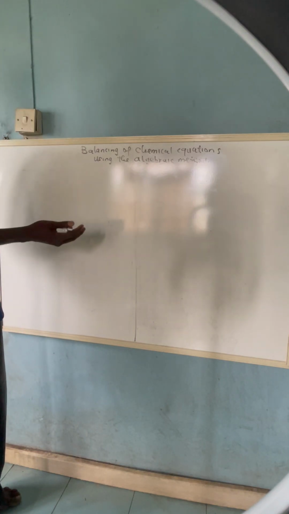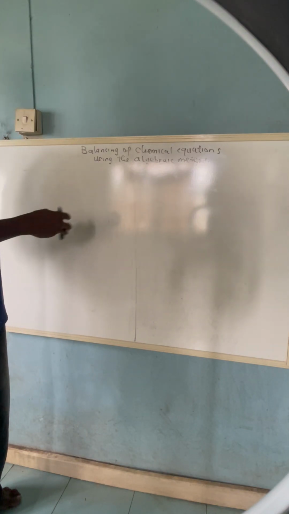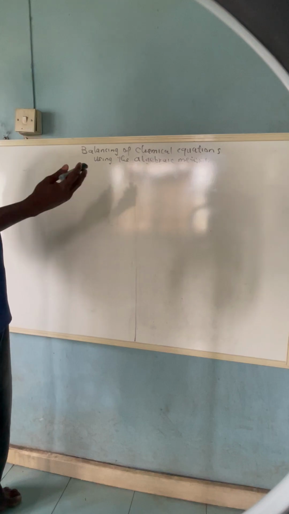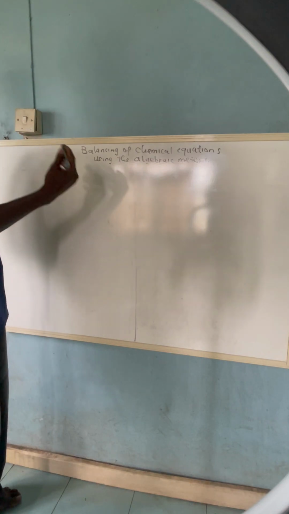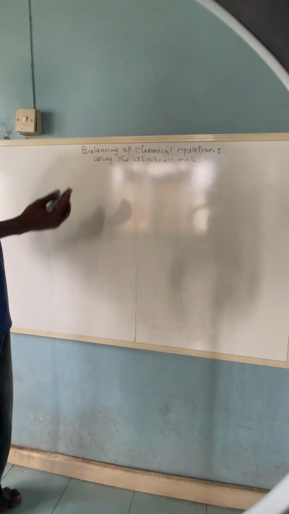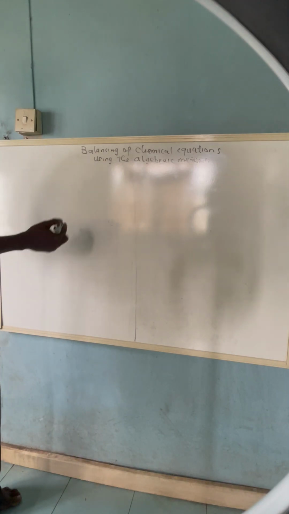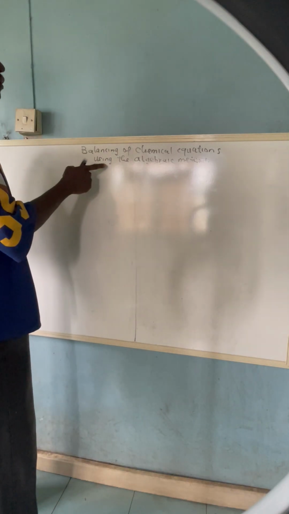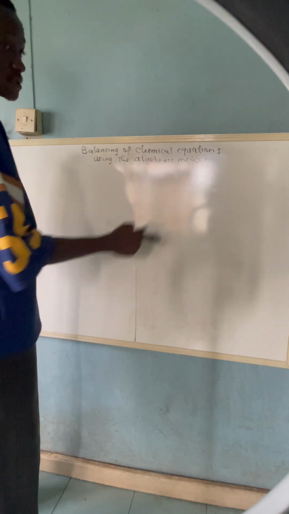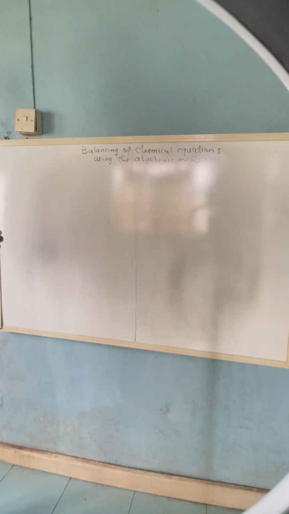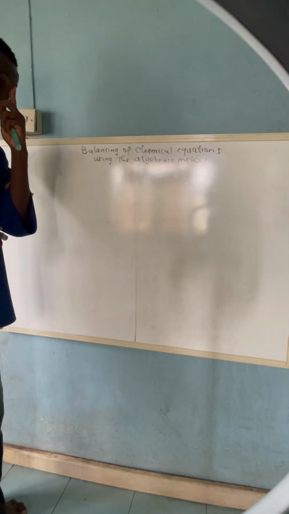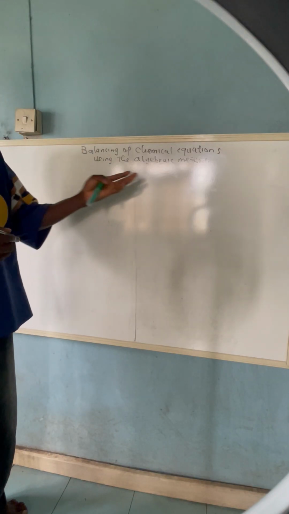Or if the equation is one that you can easily balance, you can go ahead and do that using trial and error. But there are certain equations that you cannot easily balance just by guessing. So that's why it's very important for us to go with the algebraic method. Now let's see how we can balance a chemical equation using the algebraic method.